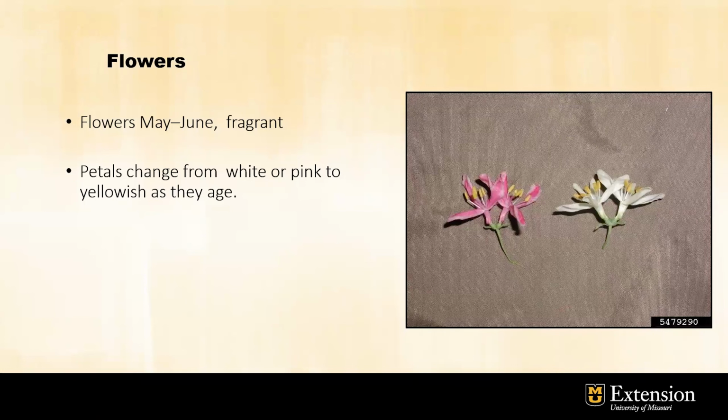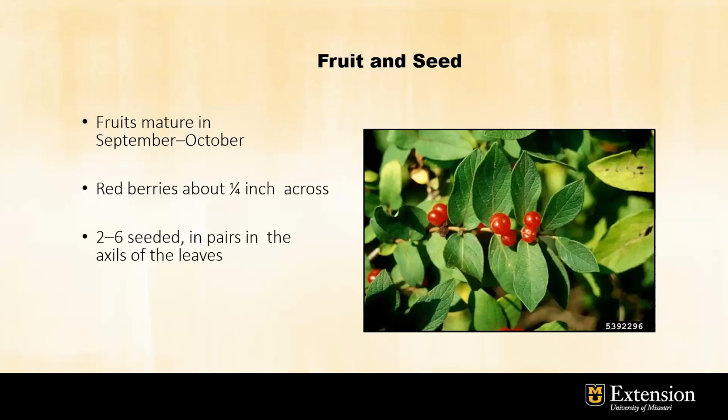The flowers are pretty, and they normally flower between May and June. They're pretty fragrant. The petals will go from white or pink, and then start changing to yellow with age. Here's the fruit I was talking about. Normally we're seeing the fruit now; September to October is when it matures. They're little red berries. They have a lot of sugar content, but they don't give a lot of protein for our wildlife, so they don't put on the fat that they would need for the winter time.